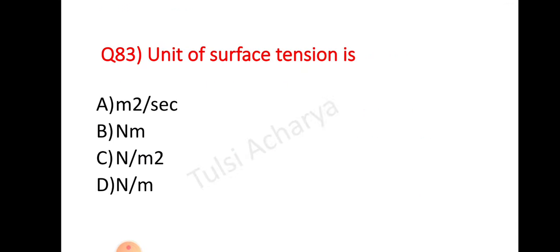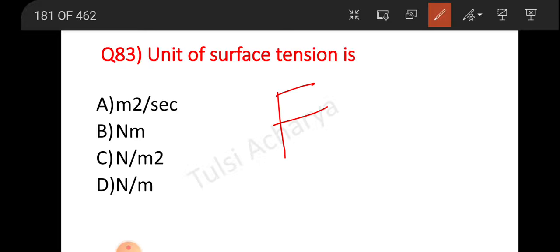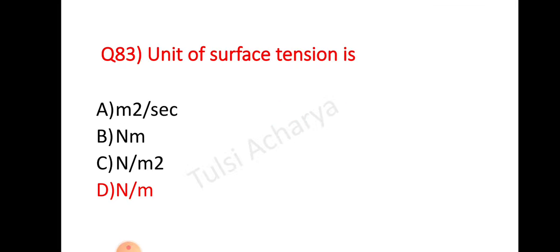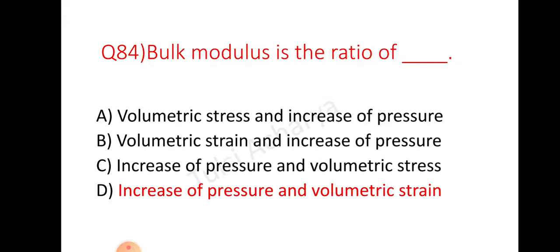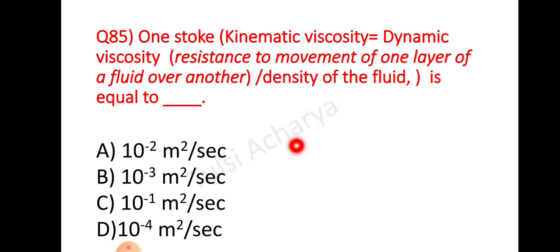Unit of surface tension is, surface tension is force per unit length, so the unit will be Newton per meter, that is option choice D. Bulk modulus is the ratio of, we know that bulk means related to volume, so if you see the options, option choice D, increase in pressure to the volumetric strain, this is the right answer, option choice D. Now let's move to question number 85. 1 stroke. Stroke is the unit of kinematic viscosity.